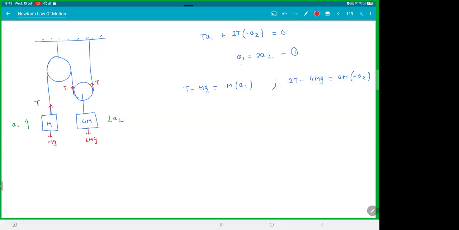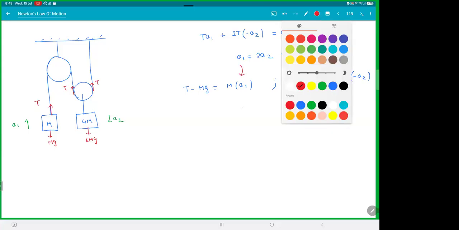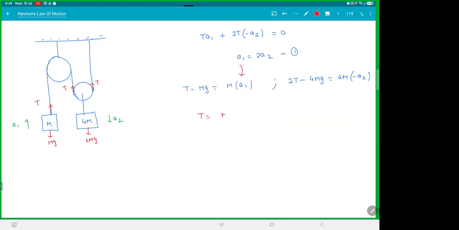Then take this a1, substitute here. Then this equation becomes T is equal to mg plus 2m a2. Take this and substitute here. This will become 2mg plus 4m a2 minus 4mg is equal to 4m a2. That would be 8m a2 is equal to 2mg. a2 is equal to g by 4. a1 is equal to g by 2.